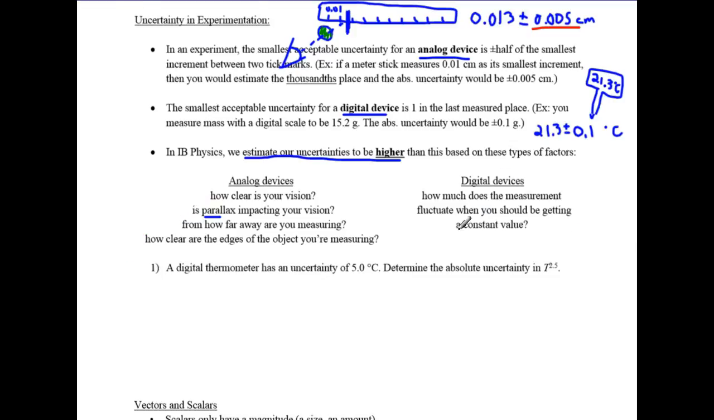Okay. For digital devices, what sorts of things can cause us to estimate a higher value? Well, let's say you measure the temperature, and the temperature is 21.3 one second, and then the very next second it jumps up to 21.8, and then it jumps down to 21.0. If there's fluctuation, but it should be a constant value, then that fluctuation can cause you to estimate the uncertainty to be higher. So you can talk about that in lab reports.